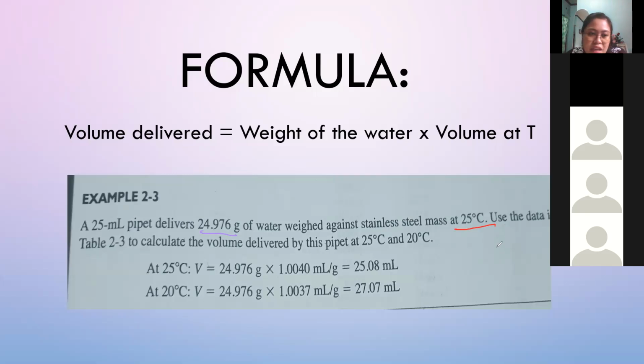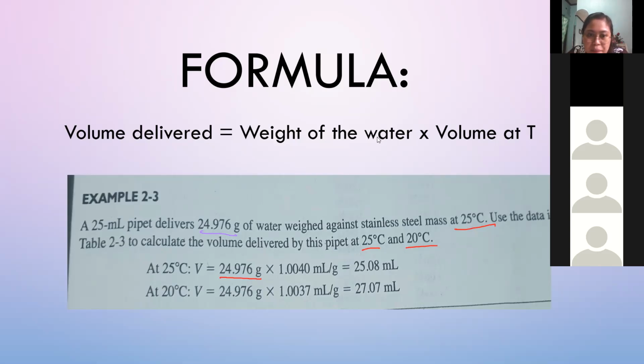So use the data in the table in the previous slide to calculate the volume delivered by this pipette at 25 degrees Celsius and 20 degrees Celsius. So ang weight sa water class again is 24.976.